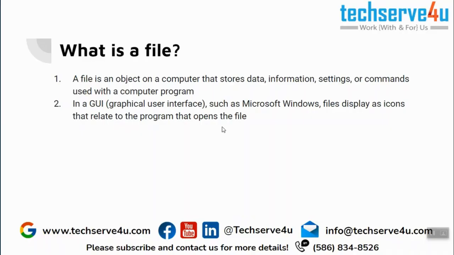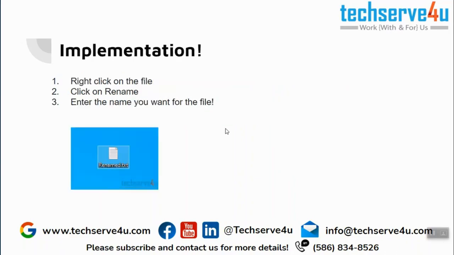So first of all, what is a file? In a computer, a file is an object that will store your data, information, settings, commands, everything. It can be a text document, like a text file. It can be a video file. It can be anything and it will store your data. So this is a file in a computer. This is how we are going to implement this video. Now let's get started.